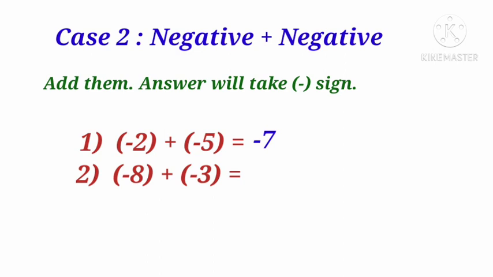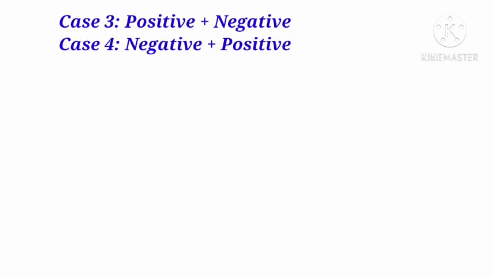Children, what is minus 8 plus minus 3? Yes, again you are right. Answer is minus 11. So when we add two negative integers, the answer will be a negative integer. Now let us see the third case and fourth case. Case 3 is addition of a positive integer and a negative integer, and case 4 is addition of a negative integer and a positive integer.